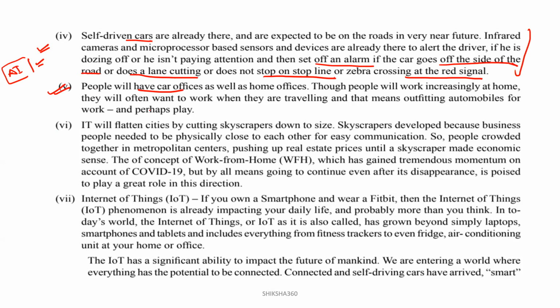People will have car offices as well as home offices. So people will work increasingly at home. They will often want to work when they're traveling, and that means outfitting automobiles for work and perhaps play.